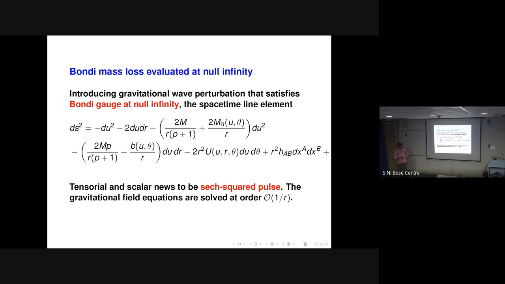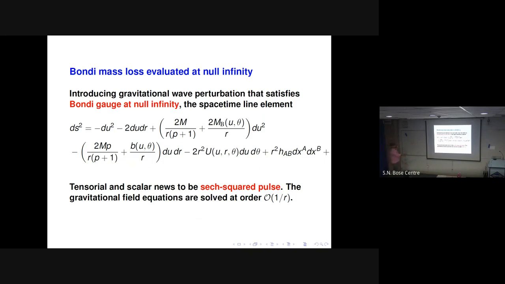So, what this metric looks like here is that it has the wormhole parts along with some other parts which are consistent with this Bondi gauge or the Bondi-Sachs coordinate system around null infinity. And they all capture the effect of the gravitational wave. And since I have expanded it in terms of 1 by r, this is because I am going to null infinity. The fields fall as 1 by r.